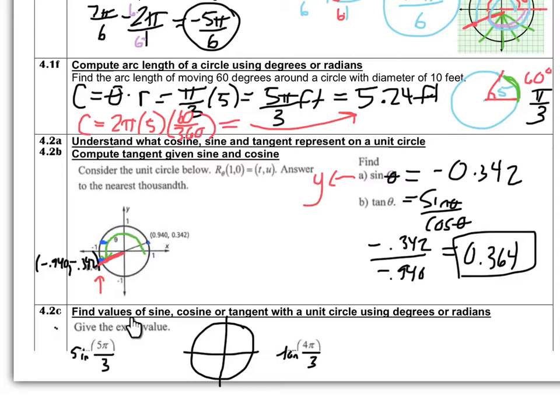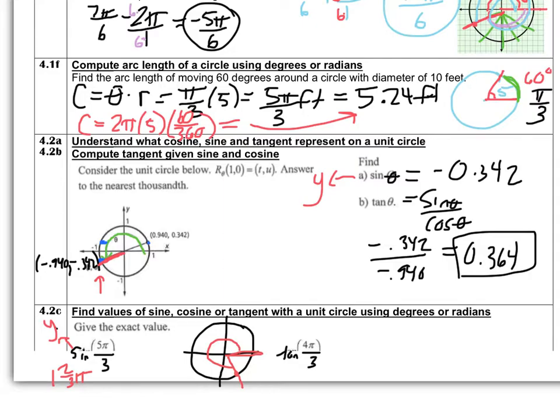4.2c, we're going to find values of sine, cosine, or tangent with the unit circle using degrees or radians. This first one wants us to find the sine, or again, the y value of the movement 5 pi over 3. So we're just going to go to the exact unit circle and move 5 pi over 3. 5 pi over 3 is the same as 1 2/3 of a pi. So if you move 1 pi and then 2/3 a pi, you're going to land right here.